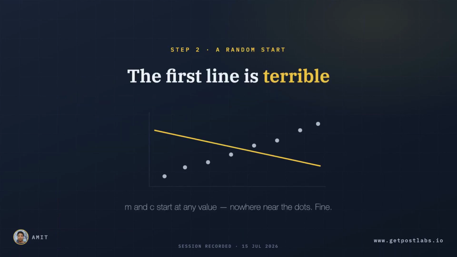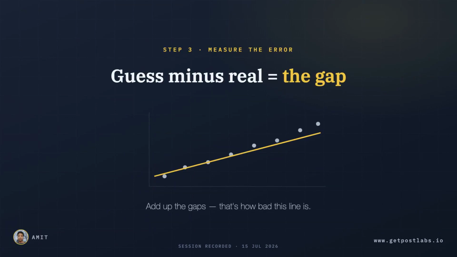Now it starts. The two dials M and C begin at any random value. So the first line is terrible. It sits nowhere near the dots. That's fine. That's expected. Then for each house, it compares the line's guess versus the real price. The gap between them is the error. Add up the errors and you know just how bad this line is right now.